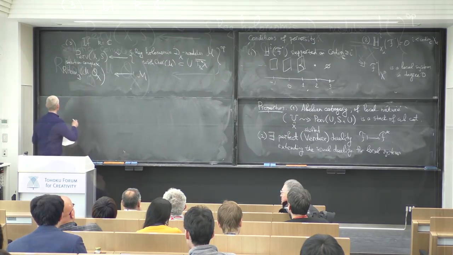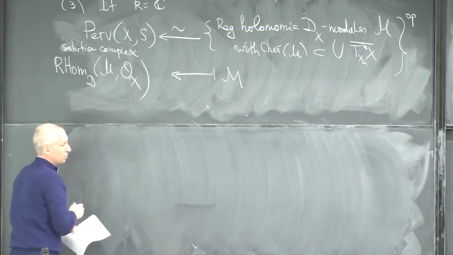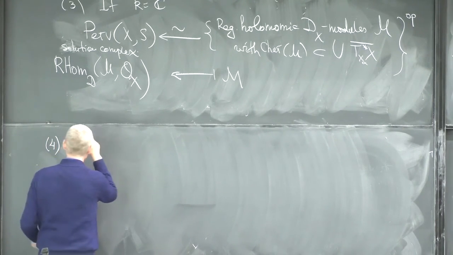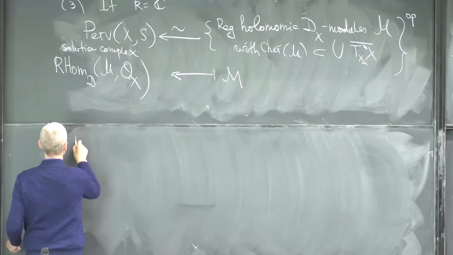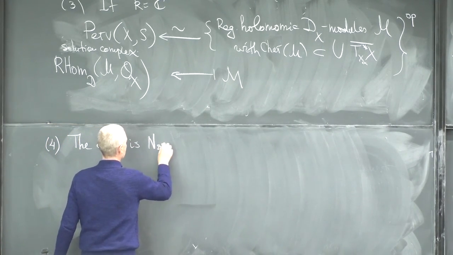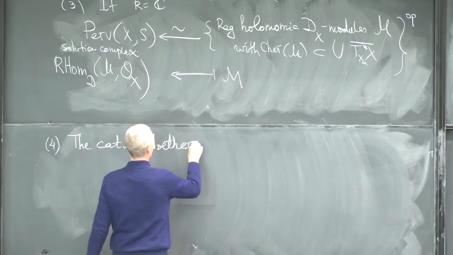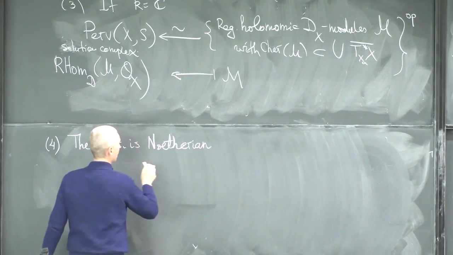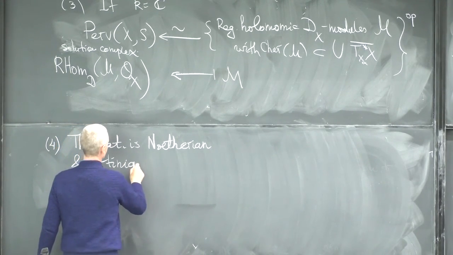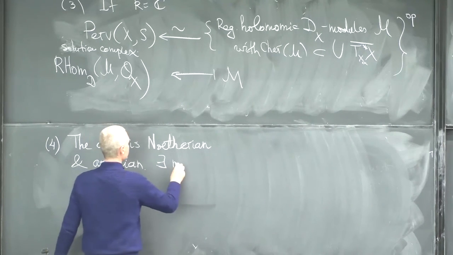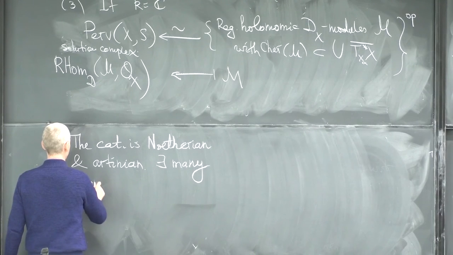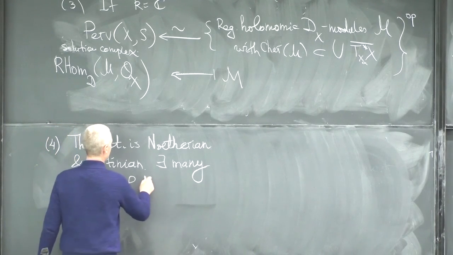And the fourth property is that it's a category which is Noetherian and Artinian, so the category is of strong finitistic nature, Noetherian and Artinian. And there are many instances of what is known as quiver description.